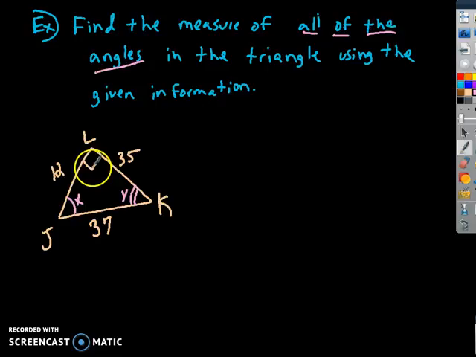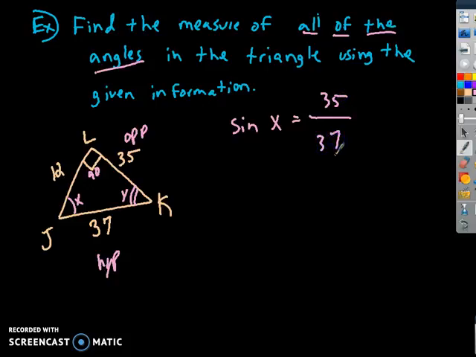I know this angle is 90. It's already given. So we can use sine, cosine, and tangent. Let's use sine. Let's say sine of angle X, which is angle J, and we're going to find the ratio for it. Sine of angle X would be the opposite side over the hypotenuse. So it would be 35 over 37.